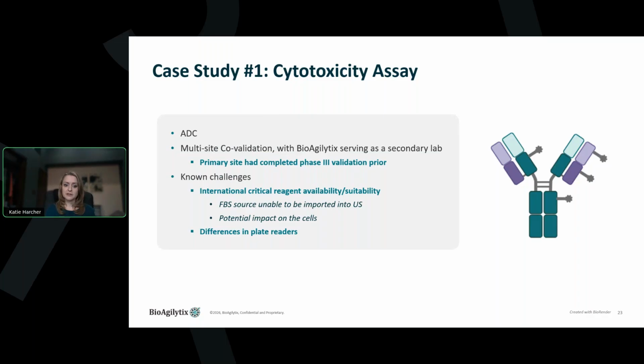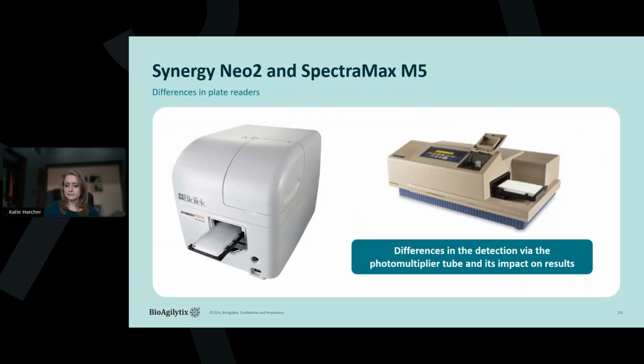Another thing that was identified during the risk assessment was a difference in plate readers, which you'll see on the next slide. So you'll see on the left, this is a Synergy Neo 2 plate reader. This is the plate reader that was used at the Bioagilitics site. The plate reader on the right there is a SpectraMax M5. This was the plate reader used at the primary site during the initial validation.